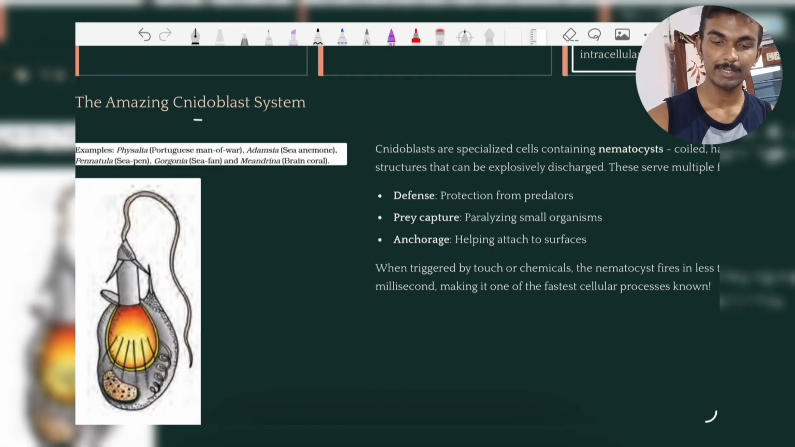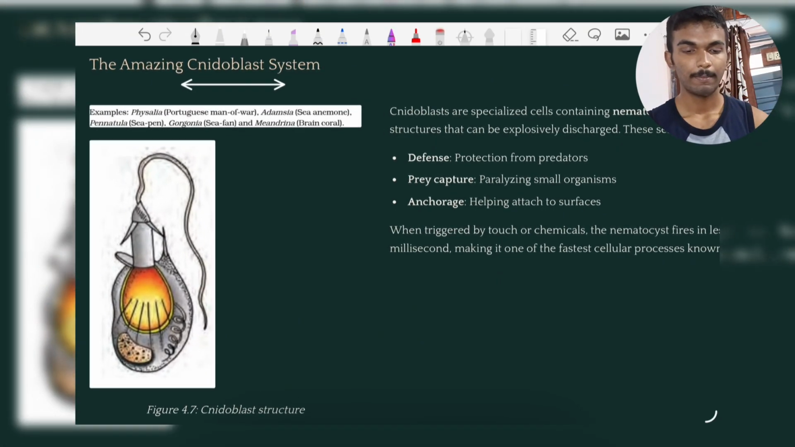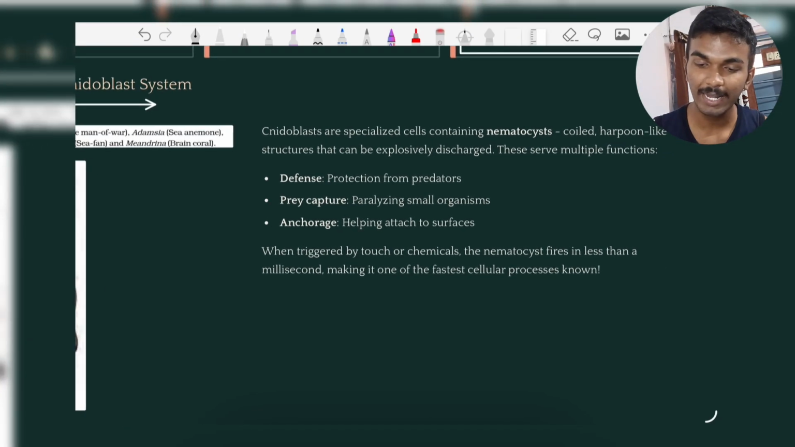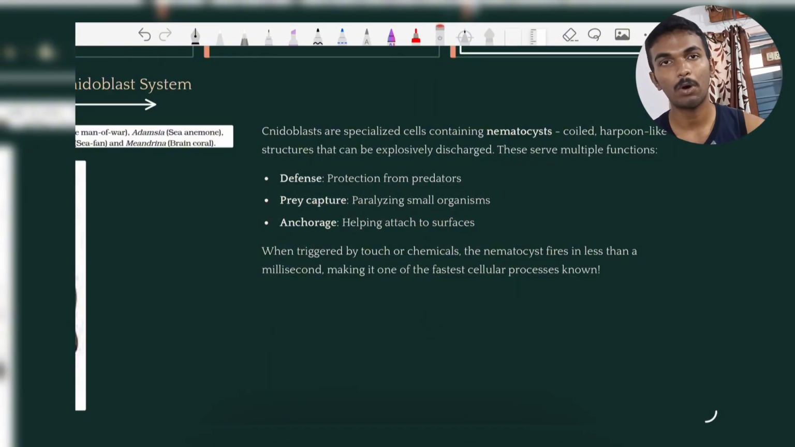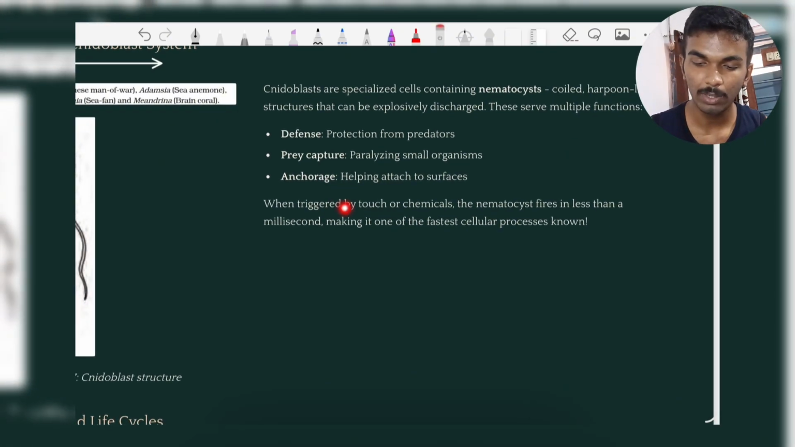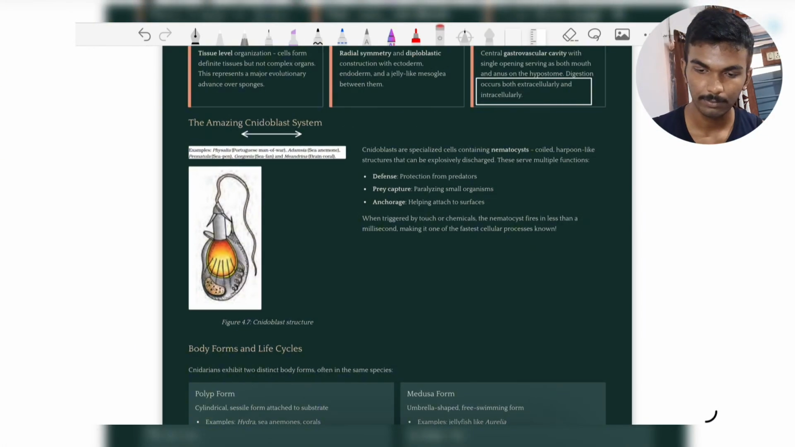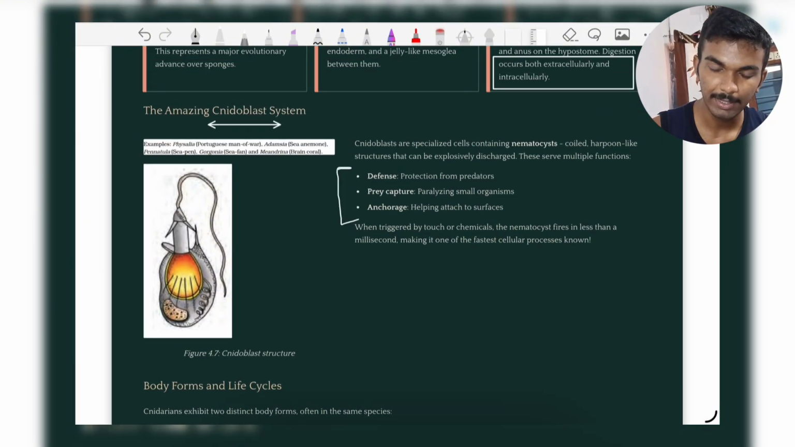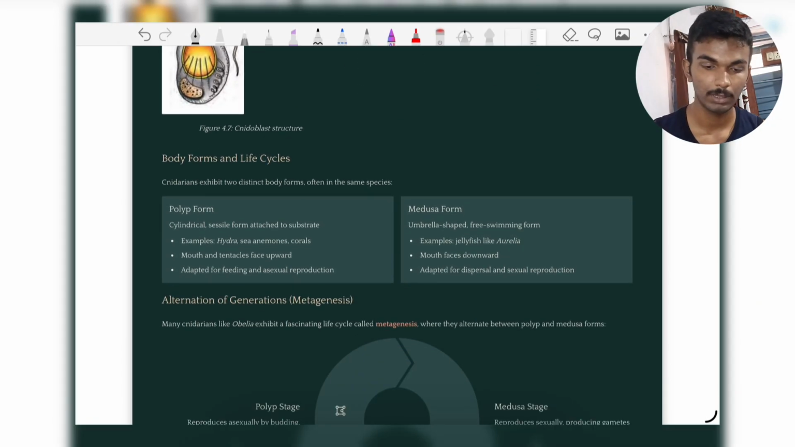The amazing cnidoblast system. Examples: Physalia, Portuguese man of war; Adamsia, sea anemone; Pennatula, sea pen; Gorgonia, sea fan; and Meandrina, brain coral. Cnidoblasts are specialized cells containing nematocysts, coiled harpoon-like structures that can be explosively discharged. These serve multiple functions: defense, protection from predators; prey capture, paralyzing small animals; anchorage, helping attach to the surface for the base. When triggered by touch or chemicals, the nematocyst fires in less than a millisecond, making it one of the fastest cellular processes known. This function is important as it has been asked in the NEET paper before.